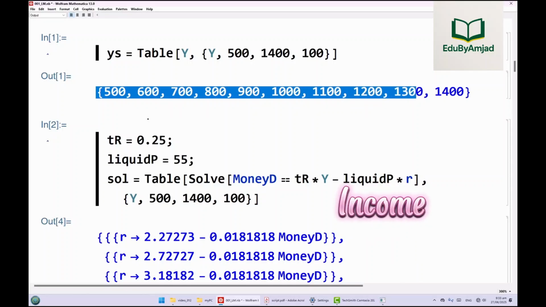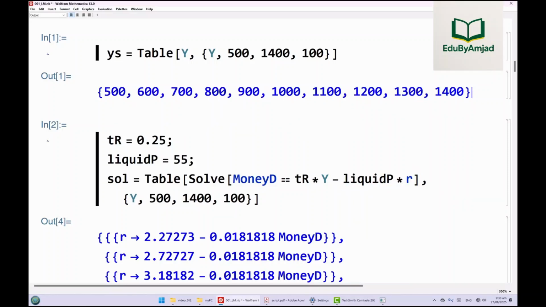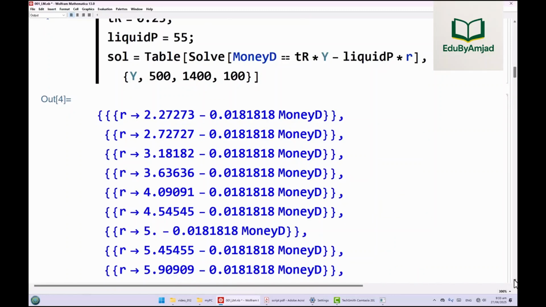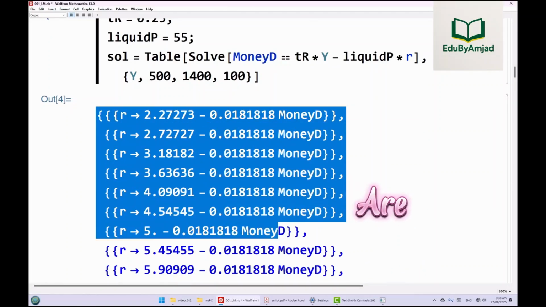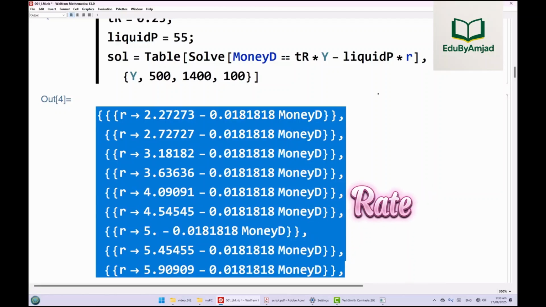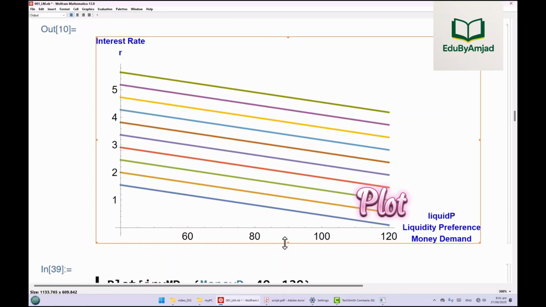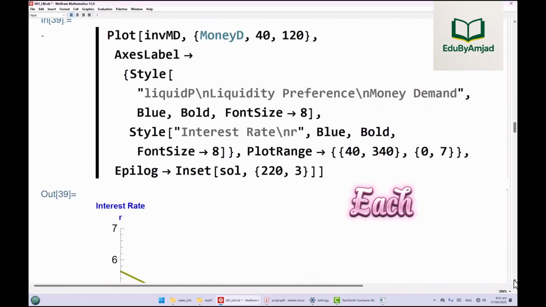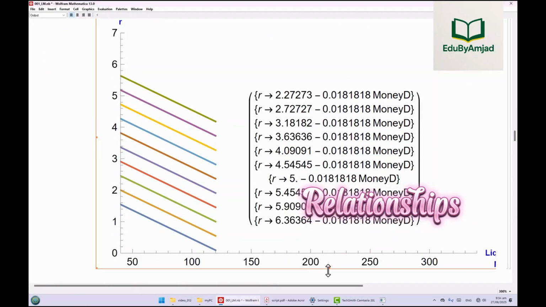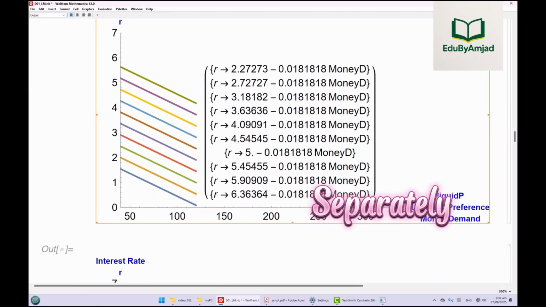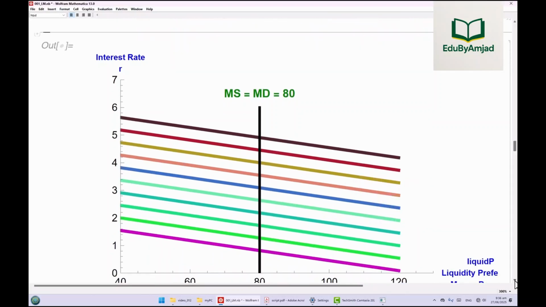We want to work with 10 income levels, starting from 500 units of currency, increasing with hundreds, till 1400. Here we solve 10 money demand equations, one for each income level. They are transformed so that we can measure interest rate along y-axis. This is the plot of 10 money demand equations, one for each income level. These are negative relationships between interest rate and speculative demand for money, separately for 10 individual national income levels.